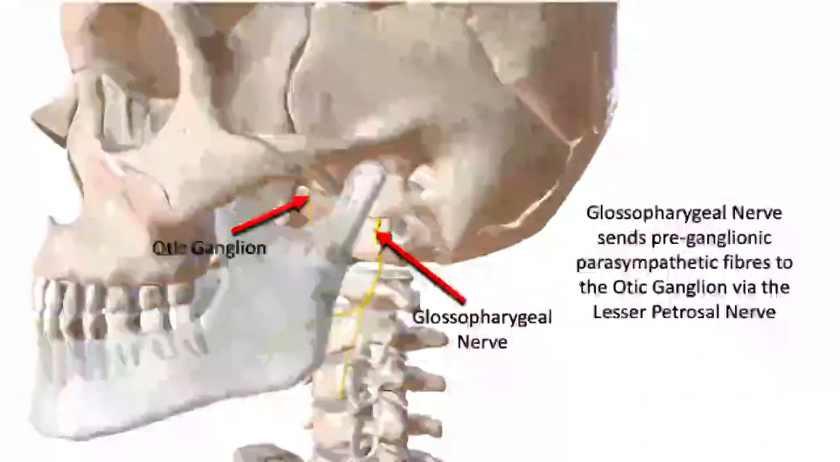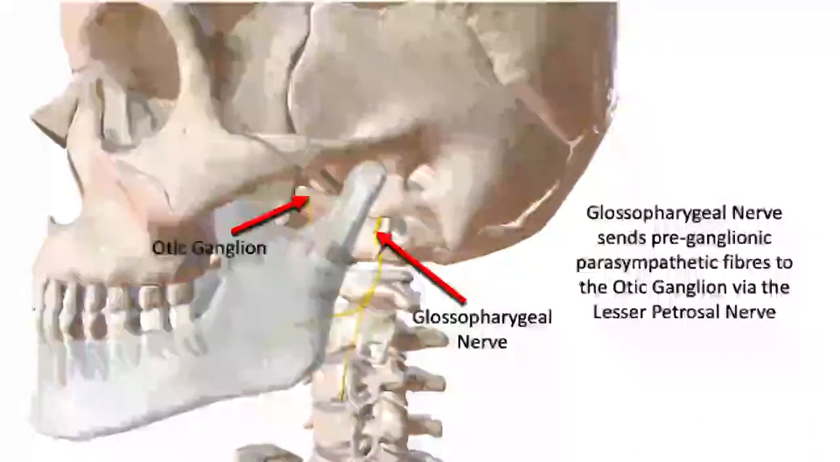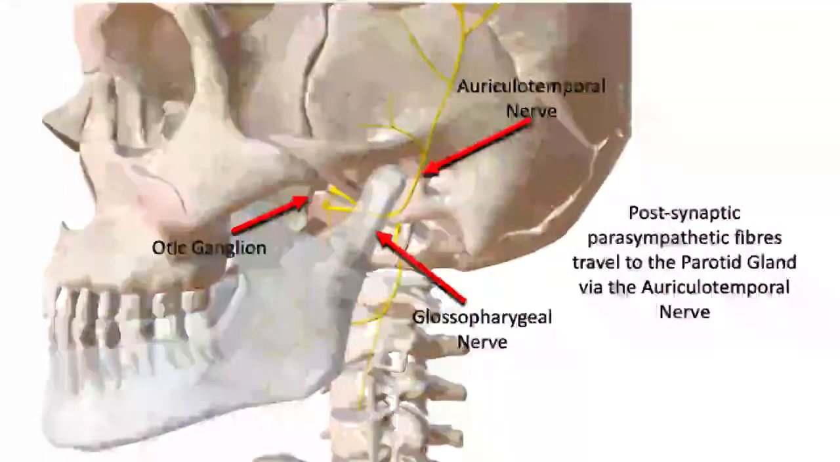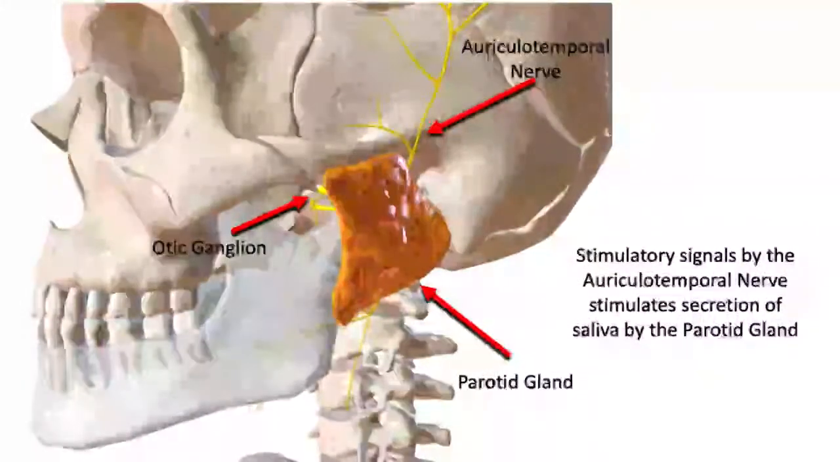So the glossopharyngeal nerve sends preganglionic parasympathetic fibers to the otic ganglion. And in the otic ganglion, they synapse, and the fibers then travel via the auriculotemporal nerve to the parotid gland. And here's the parotid gland there, so you can see it's absolutely well placed to receive fibers from the auriculotemporal nerve. And stimulation of this nerve stimulates the secretion of saliva by the parotid gland itself.